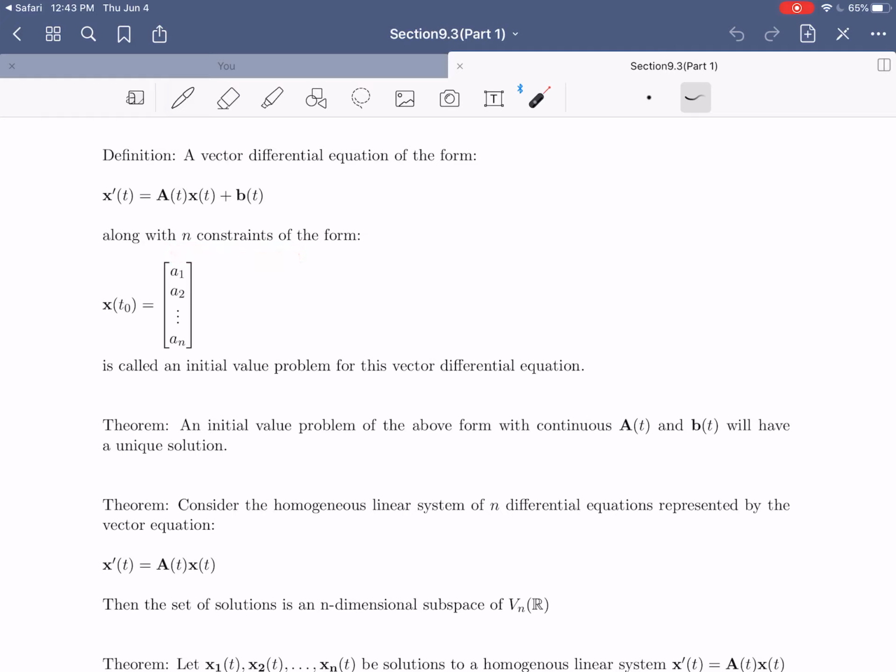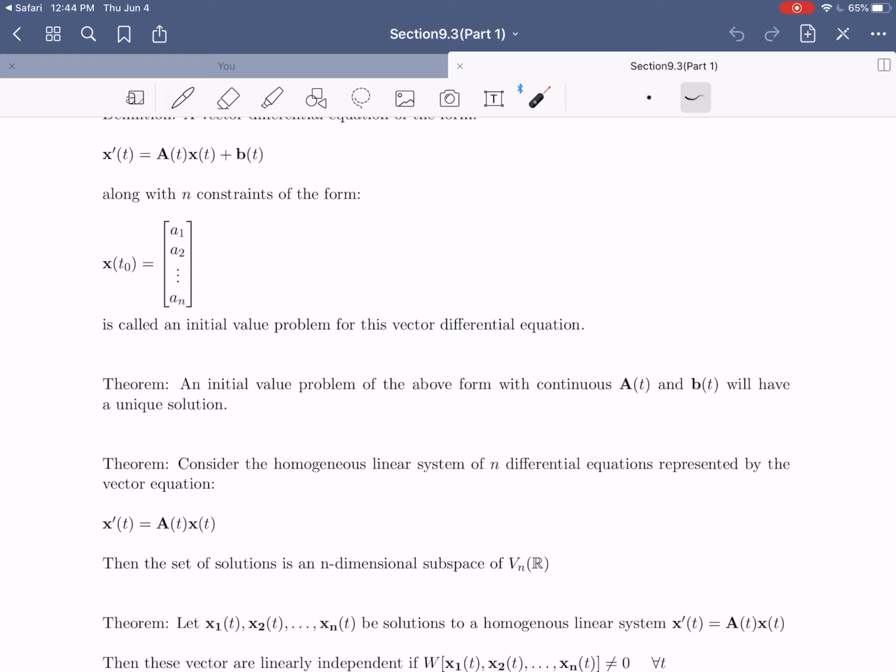So when we talk about an initial value problem for a vector differential equation, you actually have to give n constraints. Notice that the concept of n constraints is very similar to what we did when we talked about higher order differential equations. We said that if you have an nth order differential equation, you have to have n constraints. Usually that was a constraint on the function, its first derivative, all the way down to its n minus first derivative. The only difference here is that instead of having constraints on each successive order of the derivative, you have a single constraint on every component function of the vector function.